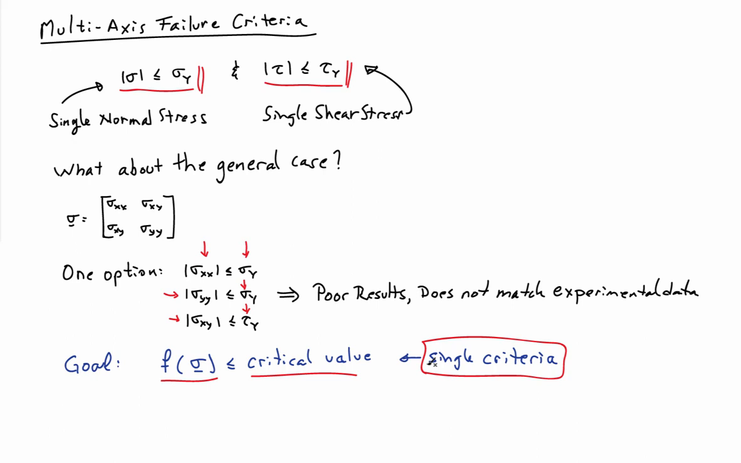So this is the goal, and what we're going to do is focus on two very popular criteria. One is known as Tresca's criteria, and the other one is the Henky-von Mises criteria. And both of these fall into this category of functions that we can evaluate on the stress tensor and check against some type of critical value. They give slightly different predictions, but they both do a relatively good job, and they have advantages and disadvantages that we'll discuss.